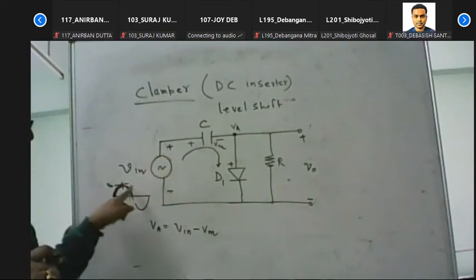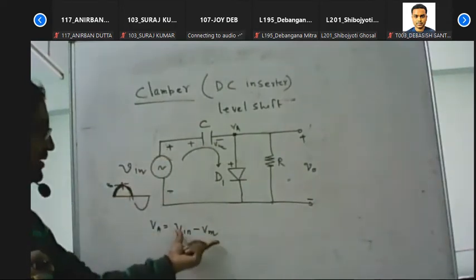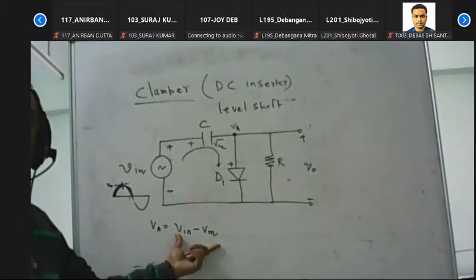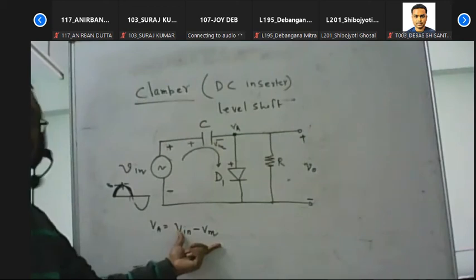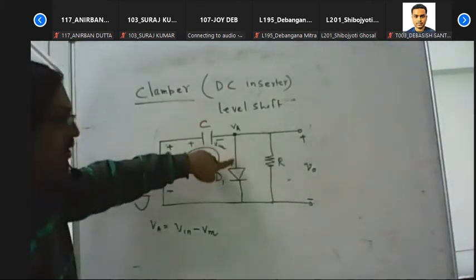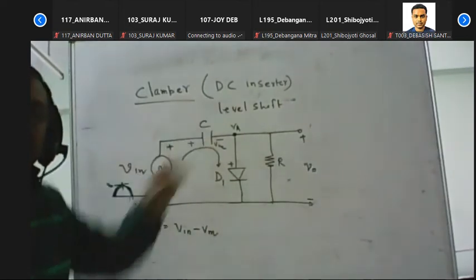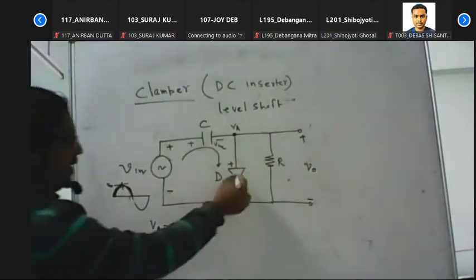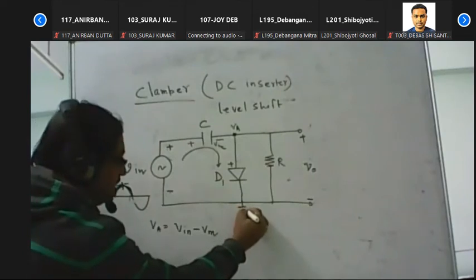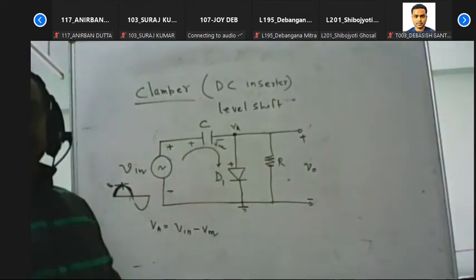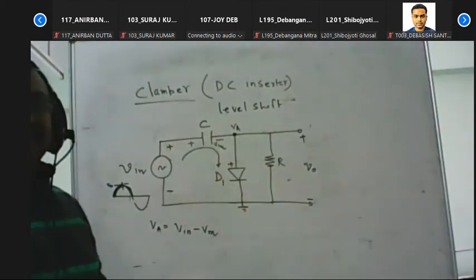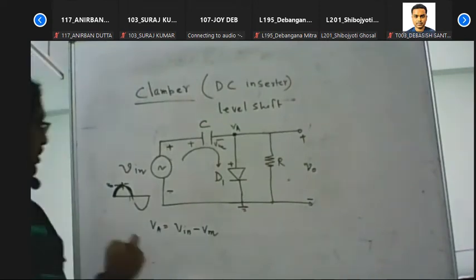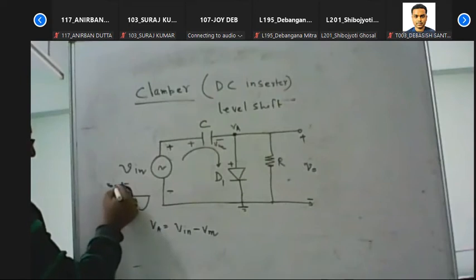Now, if the input signal is less than VM, that difference is negative. Vin minus VM, Vin is less than VM, then the difference is negative. Negative means the anode terminal of the diode is connected to the negative potential, and the other terminal of the diode is connected to the reference voltage, the ground terminal. So that means the diode D1 is in the reverse bias condition. So it will be charged up to this value.